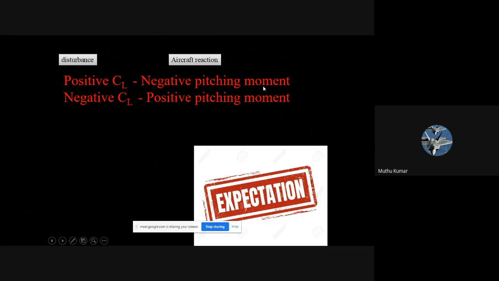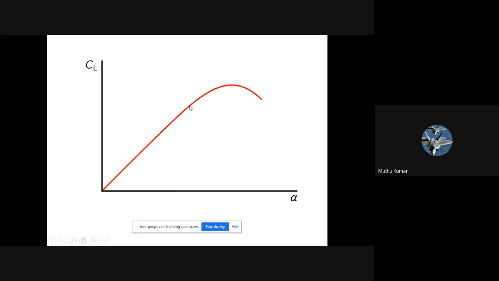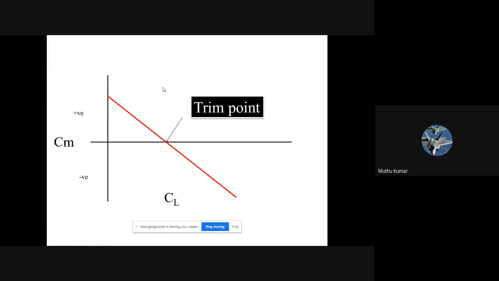How that is produced, we will see later, in the next PPT. This should happen, and a negative CL should produce a positive pitching moment. For that, we have these graphs. If you look at alpha and the corresponding CL, this is what a lift curve slope is. Larger alpha, larger CL, so I call that a positive slope. As alpha increases, CL keeps increasing. This is your CL versus alpha.